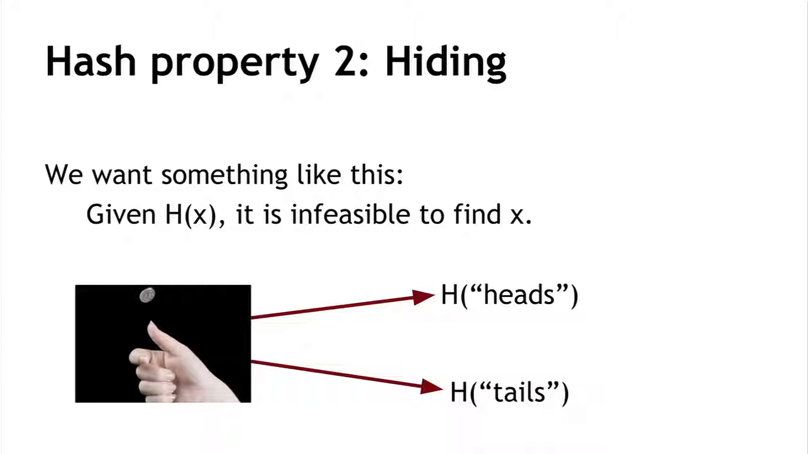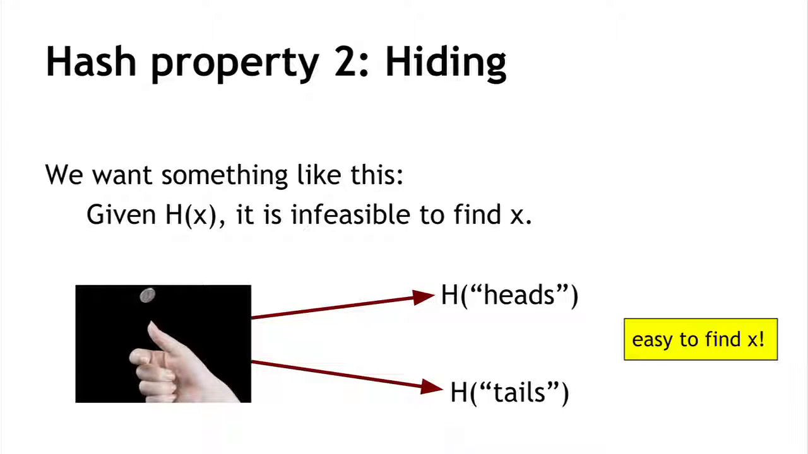Now we're going to ask someone who didn't see the coin flip but only saw this hash output to figure out what the string was that was hashed. That, of course, is going to be easy. It's easy to find x. You simply compute the hash of the string heads and the hash of the string tails, and you see which one you got. So in just a couple of steps, you can figure out what x was.